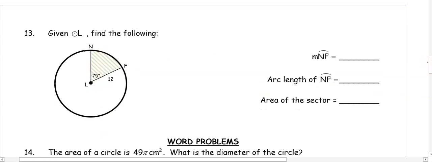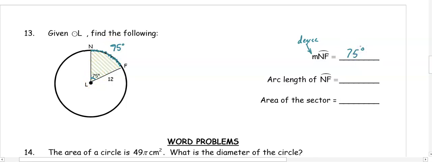In number 13, we want to find a couple of different things. So we want to find the measure of NF. This should always be a degree answer with no pi. So how many degrees is NF of the circle? So if the central angle is 75, this is also 75 degrees.